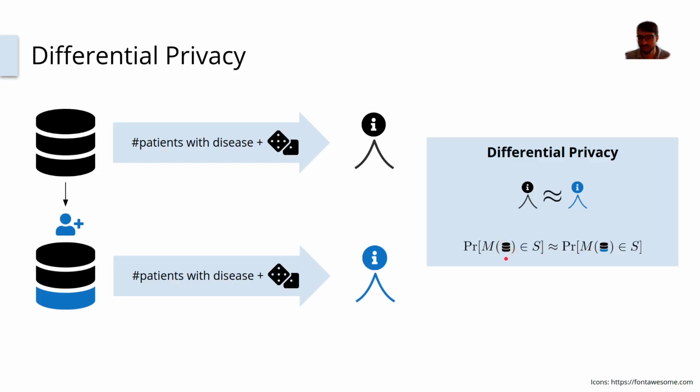In this scenario, the terminology is that M is a mechanism, for example, counting the number of patients with a disease and adding Laplacian noise, and S is being called an attack because it formalizes an attempt to infer whether Alice was in the database or not, and this equality or approximate equality in this case indicates that the attacker cannot really distinguish these two scenarios.